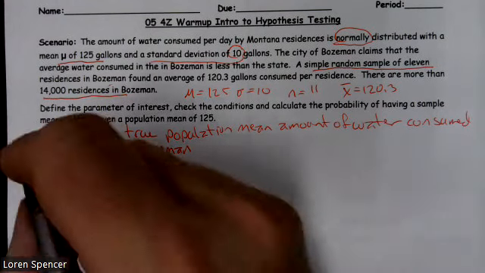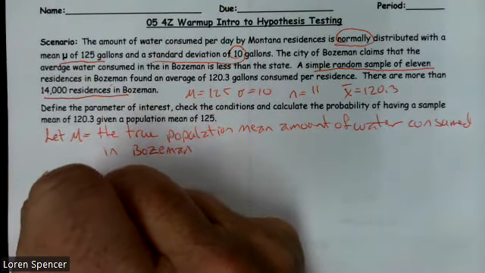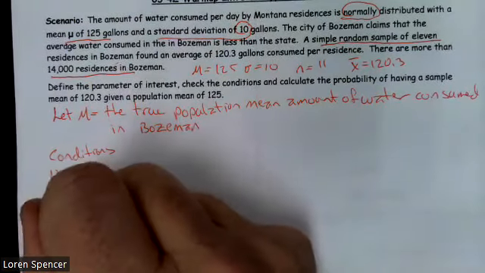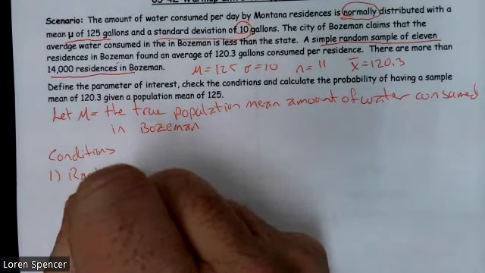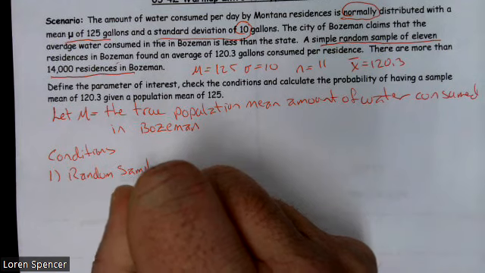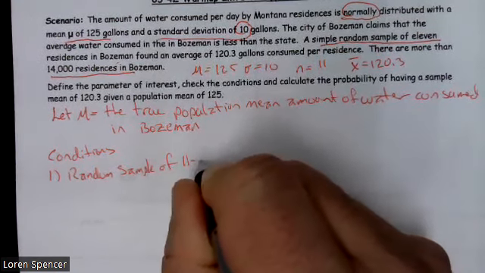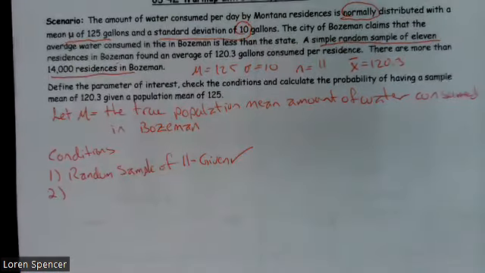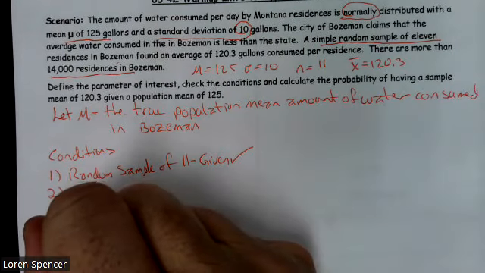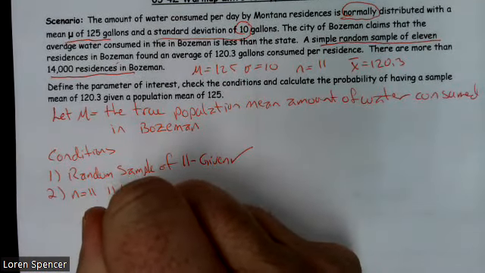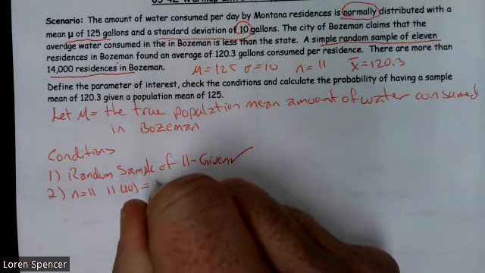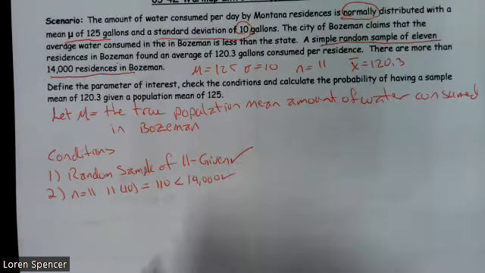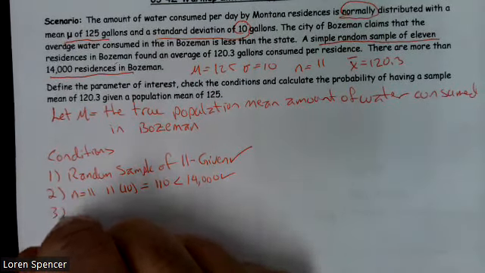All right, the next thing, conditions. Well, we have three conditions we have to meet. The first one is random sample. And they told us it was a random sample of 11. That was given, so we can check that off. The next, we need to check that n is less than 10%. Well, n equals 11. 11 times 10 is 110, and that's less than 14,000. So that's taken care of, because that's less than 10%.